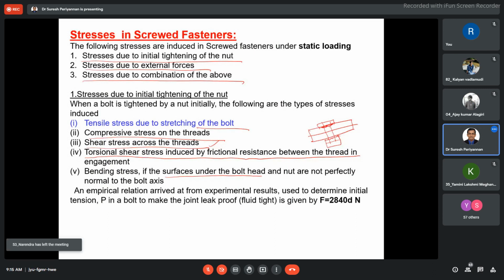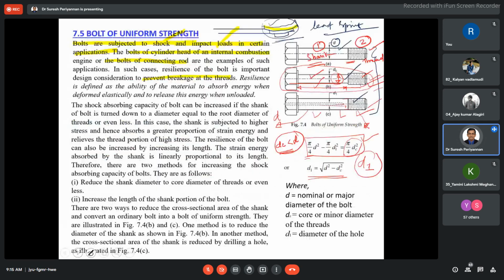Depends on bolt size. And preferably, not perfectly normal to the bolt axis. I mean, this is based on that bolt size, as if it is not perfectly normal to the bolt axis, that may cause bending stress in the bolt. Now, this we already discussed.